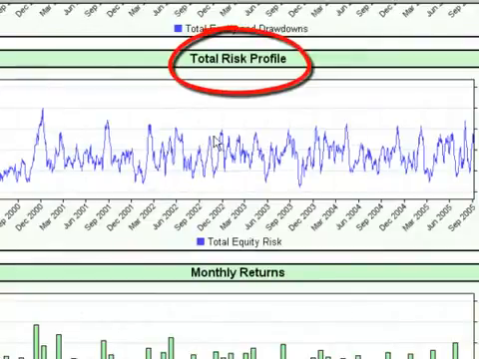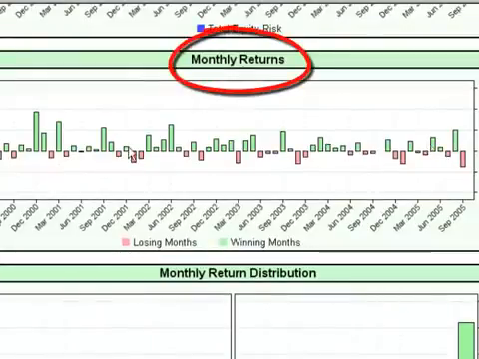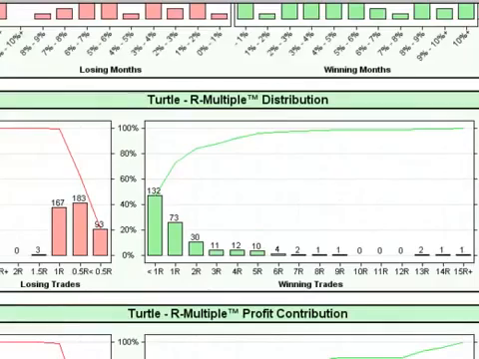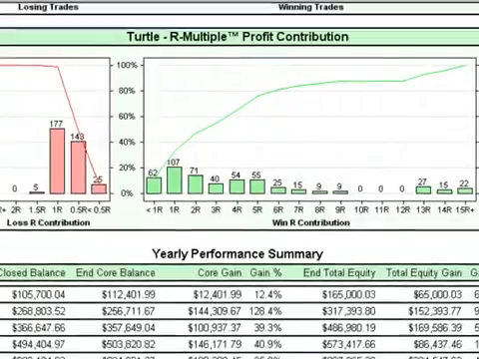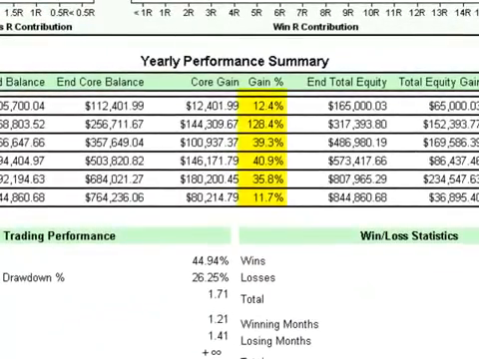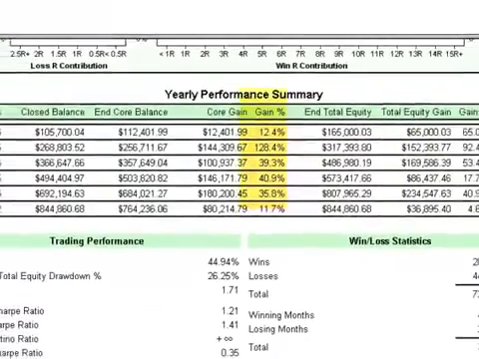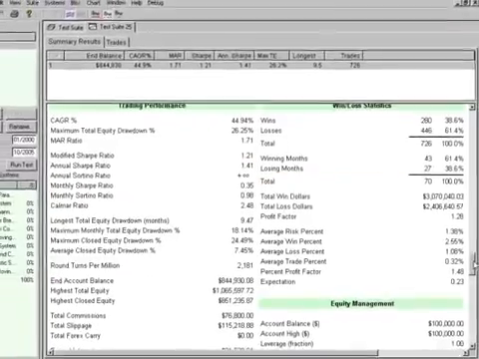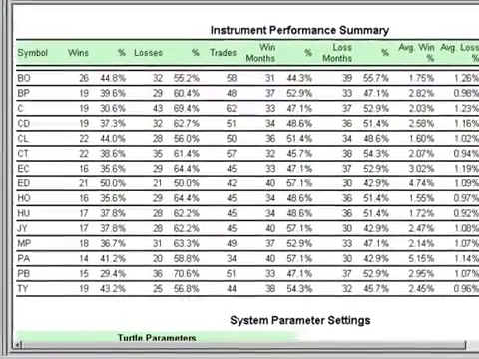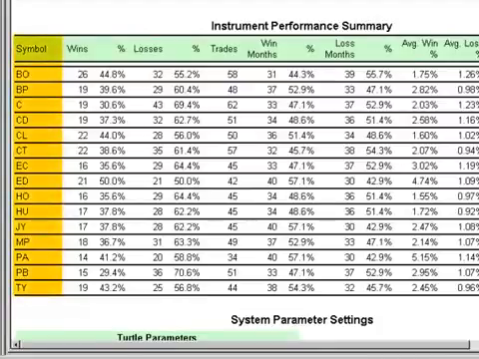Total risk profile, to make sure we don't have too much risk on at any one time. Monthly returns, the green bars being positive monthly returns and red being negative monthly returns. Return distributions, R multiples, and profit contribution. And of course we can see our yearly performance summary, which gives us our return per year, so we can see if we had any outliers, really good years or really bad years. All the important statistics on the system, as well as an instrument performance summary, so we can see for each individual instrument what our performance was.